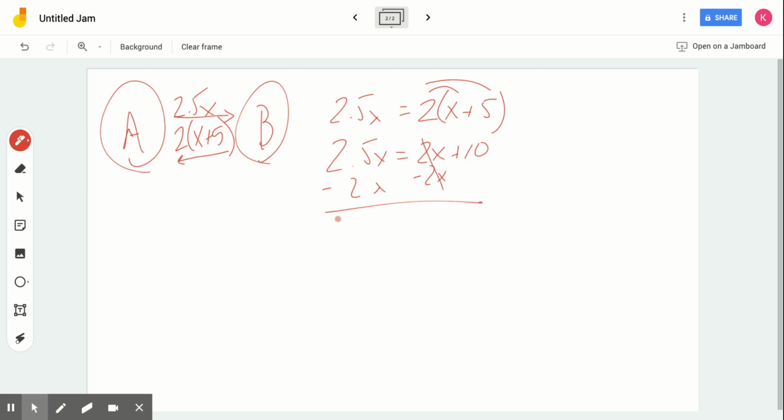Again, make sure that you're lining up your decimals. 2.5 minus 2 is 0.5x equals 10. Again, we can divide by 0.5 on both sides. 10 divided by 0.5 is 50. So the distance between those two islands would be 50 miles.